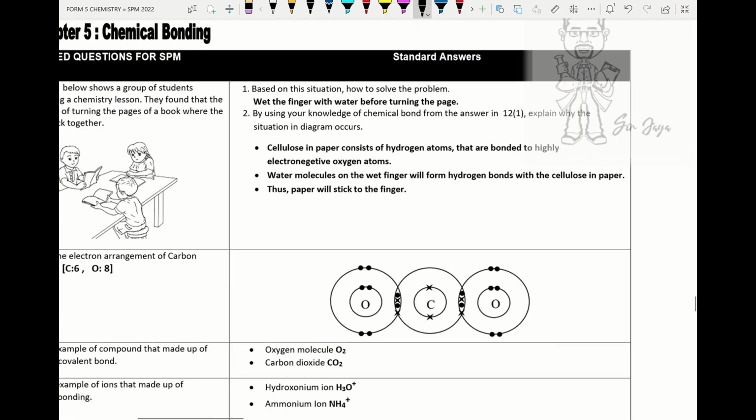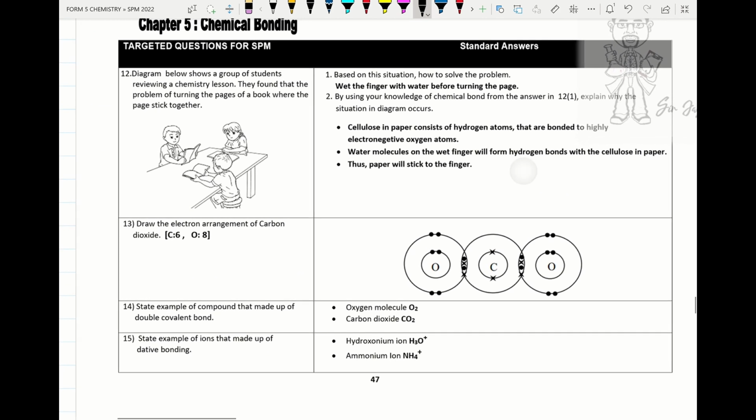All right, so we move on to the application of hydrogen bonding. We check question number 12. The diagram below shows a group of students reviewing a chemistry lesson. They found a problem turning the pages of the book where the pages stick together. So based on the knowledge of chemical bonding, how to solve this problem? We try to wet the finger with water before turning the pages.